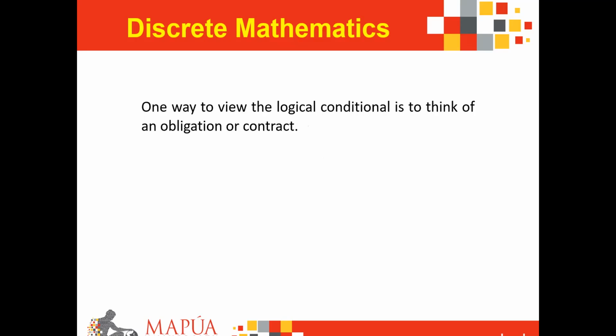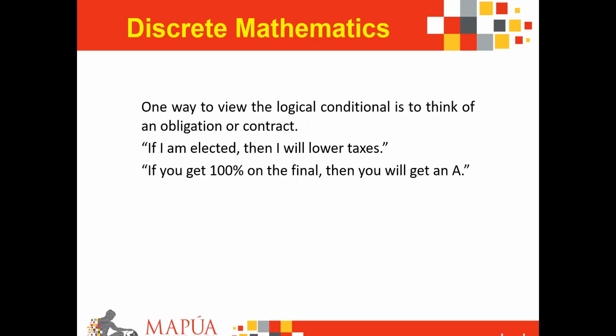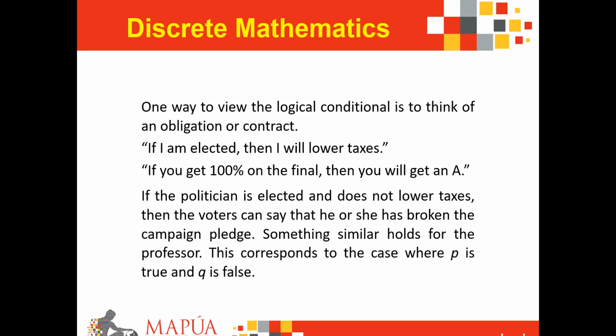One way to view logical conditioning is to think of it as an obligation or a contract, like this when you're campaigning, or this based on your instructor. As seen from the first statement, if the politician is elected and does not lower taxes, then the voters can say that he or she has broken the campaign pledge. Something similar holds for the professor. This corresponds to the case where P is true and Q is false.